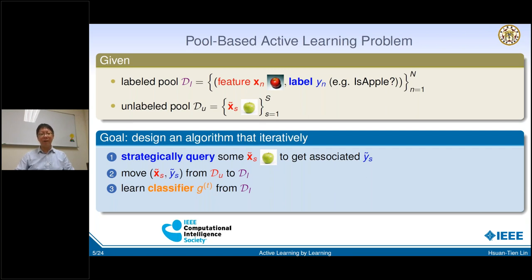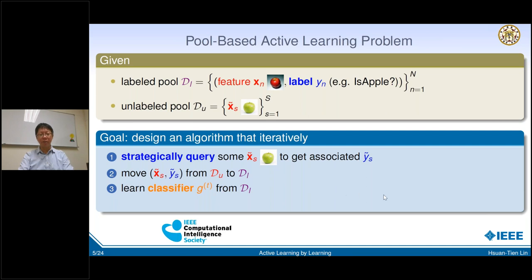Of course, there are variants of this kind of algorithm. For example, some variants would try to get a classifier from both the unlabeled and labeled pool and so on. But for simplicity, we will assume that our algorithm is going to learn a classifier from the labeled pool only. What's our goal here?